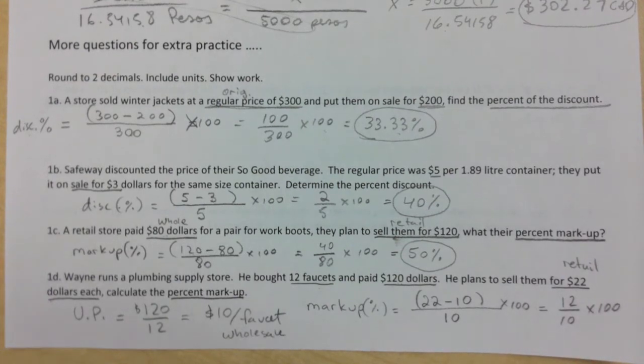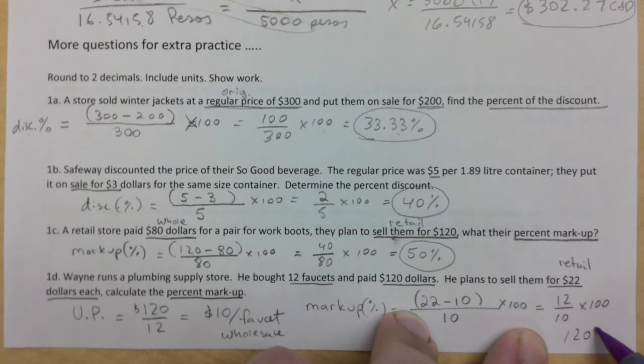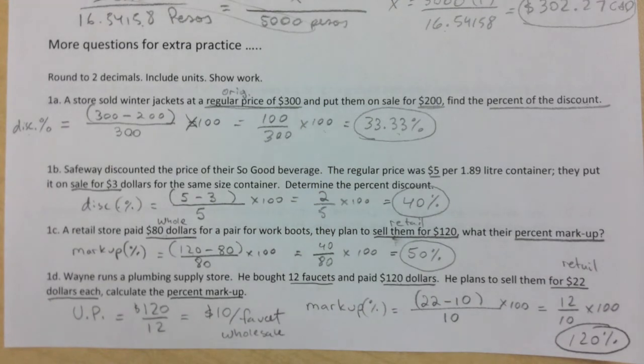Sorry, 22 minus 10, yeah, over 10. So that's 120, right? So that's 120% there. Okay. Next page.